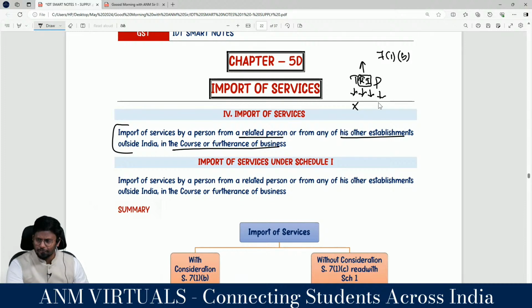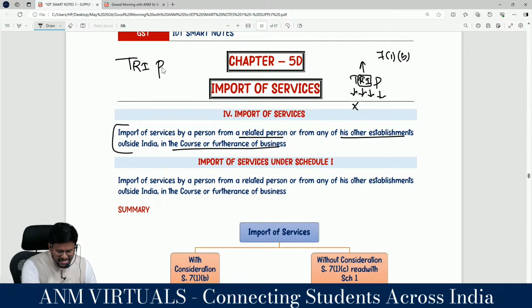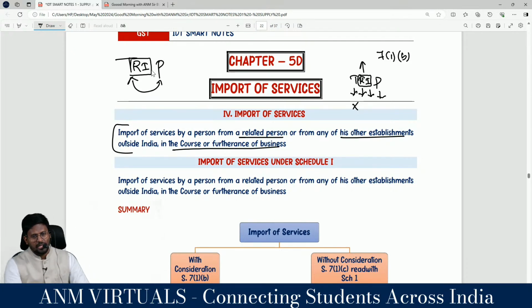Whereas supply of goods by the principal to the agent and in the course of furtherance of business என்கிற வார்த்தை இல்ல. Are you really with me? When you critically analyze TRIP, only these two things are having in the course of. அதனால இன் உள்ள வச்சிருக்கேன், ரிலேட்டடையும் சரி இம்போர்டேஷனையும் சரி. Are you really with me? So we are doing the definition of supply, section 7 we are doing.